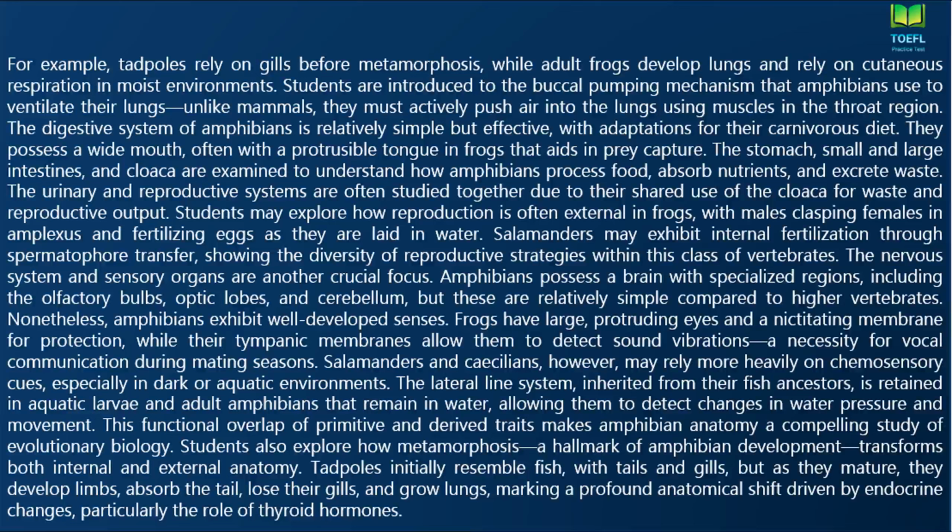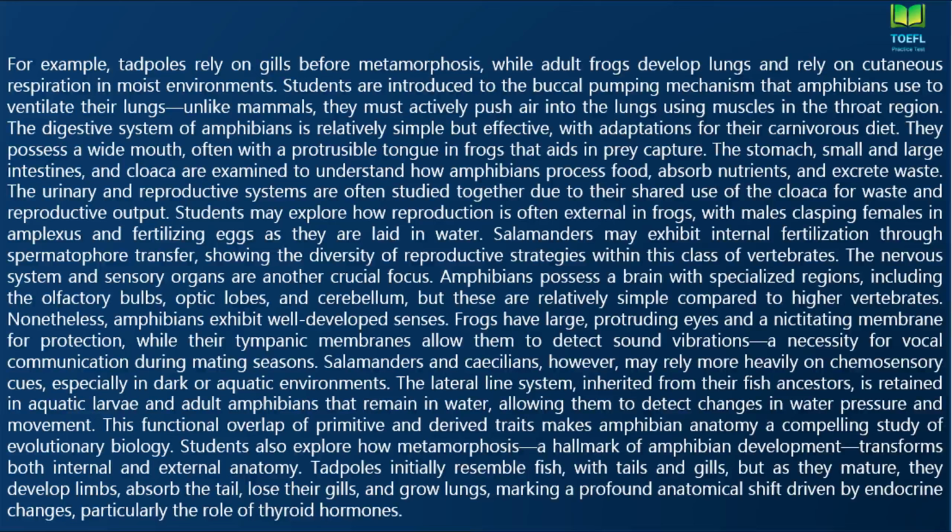The nervous system and sensory organs are another crucial focus. Amphibians possess a brain with specialized regions, including the olfactory bulbs, optic lobes, and cerebellum, but these are relatively simple compared to higher vertebrates. Nonetheless, amphibians exhibit well-developed senses. Frogs have large, protruding eyes and a nictitating membrane for protection, while their tympanic membranes allow them to detect sound vibrations, a necessity for vocal communication during mating seasons.